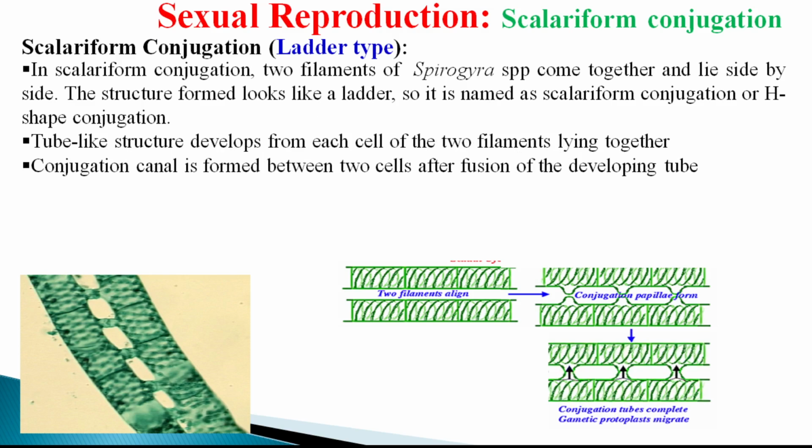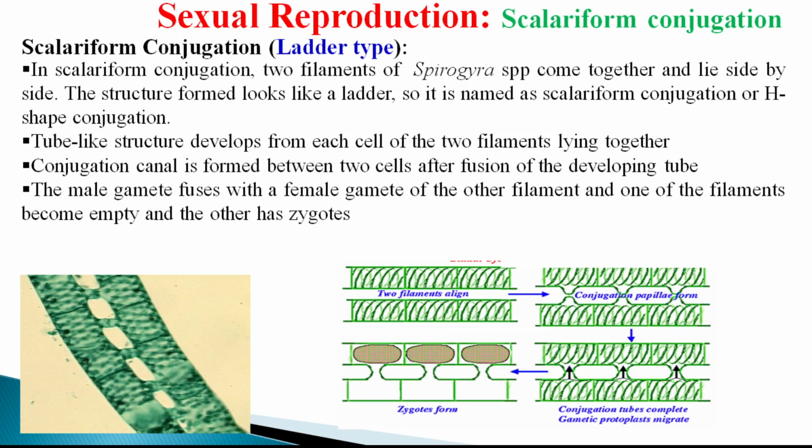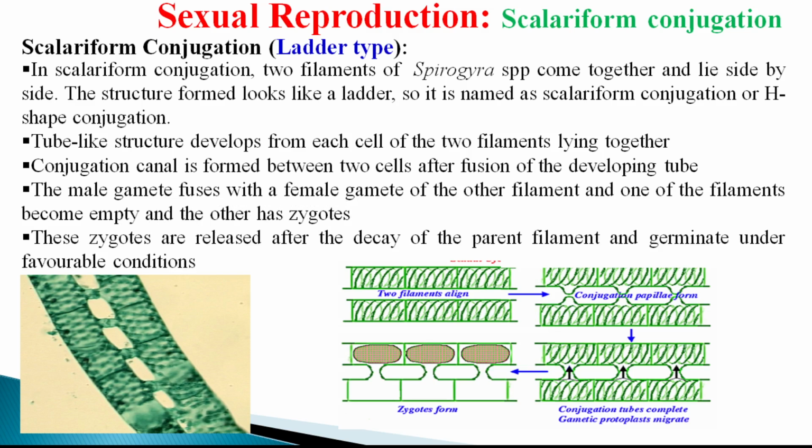The conjugation canal is produced between two cells after fusion of the developing tubes, and the male gamete starts to migrate toward the female. Of course, the filament of one partner becomes empty, and the other receives it with zygote formation. So this is a very interesting mechanism.